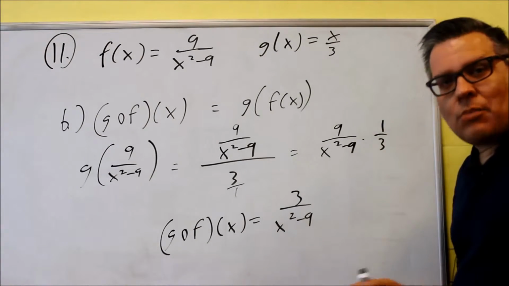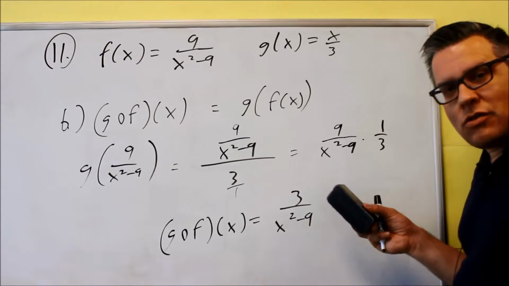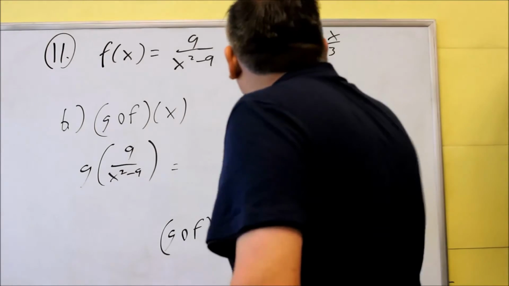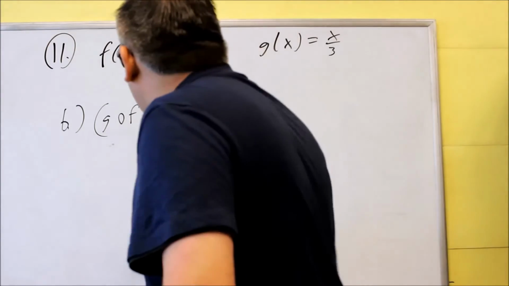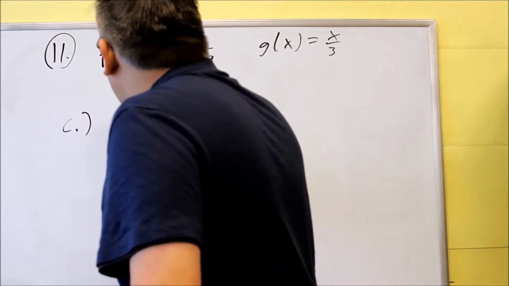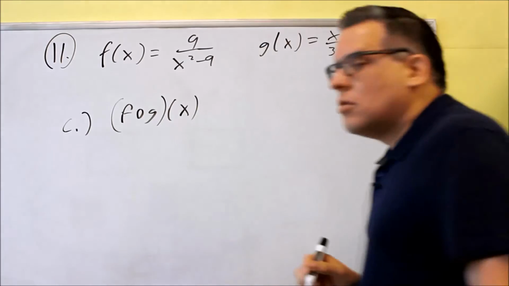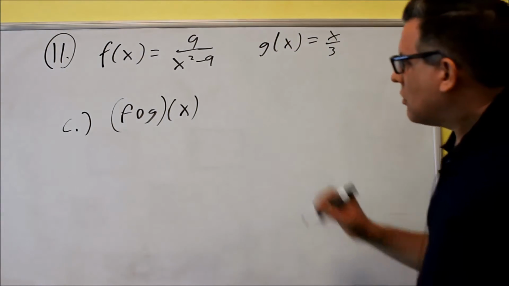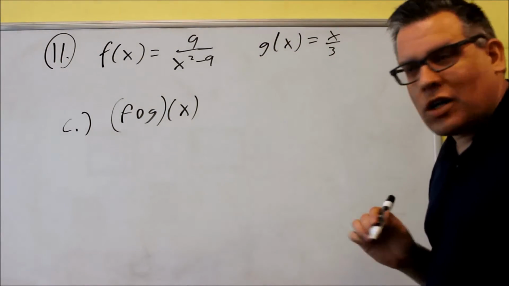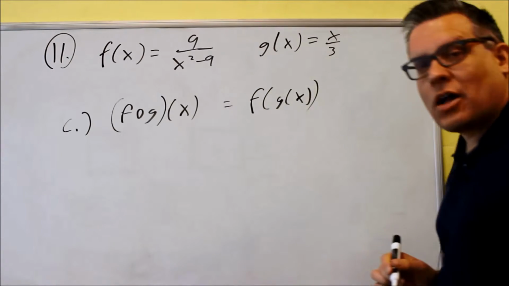Now let's take a look at part C. Okay, so I'll give you a chance to make sure you can pause it if you didn't get done writing all that. So last one we'll do for part C. Part C is f of g of x. Okay, so f of g of x, again we're going to start with this one by writing the definition. That's going to be f of g of x, just like that.